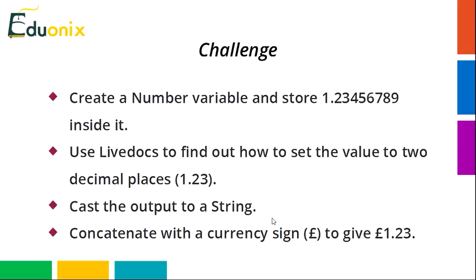You'll remember in the last lesson I told you how to cast one variable type into another variable type, and then concatenate the casted output with a currency sign. It can be a pound sign or it can be another currency sign, in order to give something that looks like a currency amount, so £1.23 in this case. And I'll go through how to do this in the next lesson.